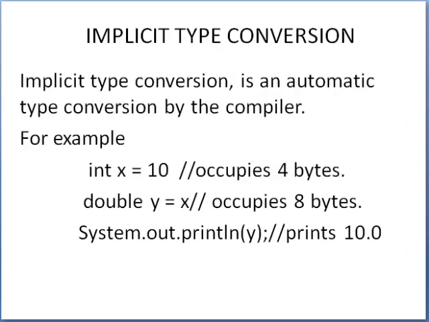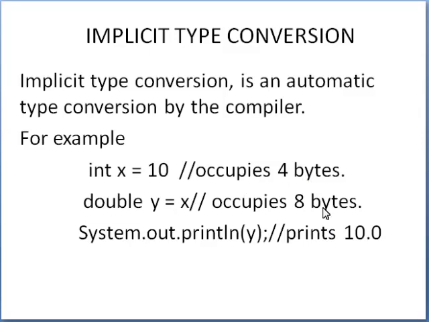First one is implicit type conversion. Implicit type conversion is an automatic type conversion by the compiler. For example, see, int x is equal to 10. The size of integer is 4 bytes, and double y equal to x. Now this y is going to store the value of x and it occupies 8 bytes. So integer means 4 bytes and double means 8 bytes.